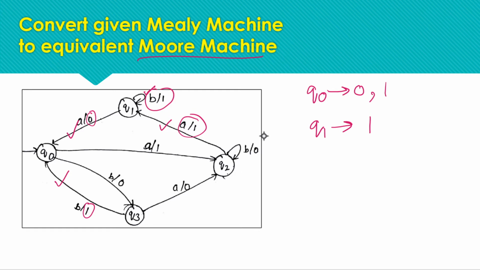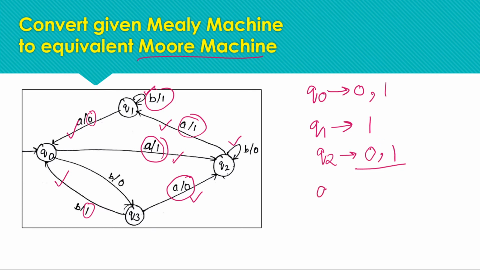Next, list the incoming outputs for Q2. For Q2 we have this incoming transition and also this incoming transition. From this transition we get output 1, and from this transition we get output 0. So we have written both outputs corresponding to the state Q2. Q2 also has this incoming transition, but it also has the 0 output, so we have already considered it.